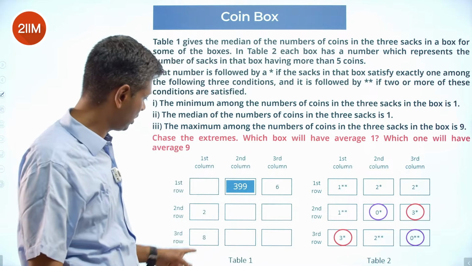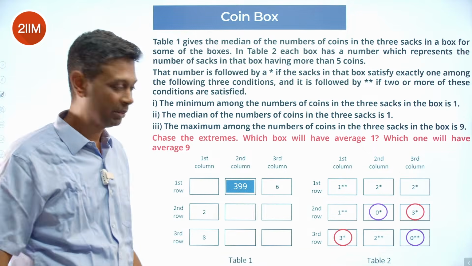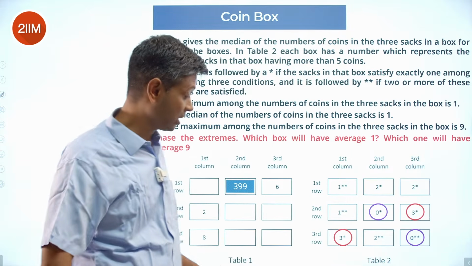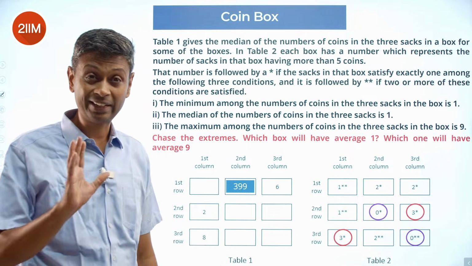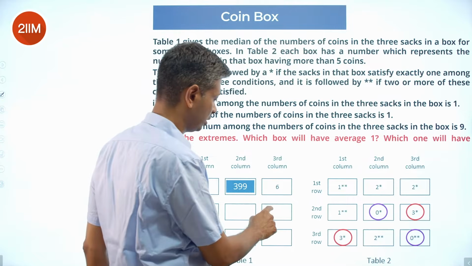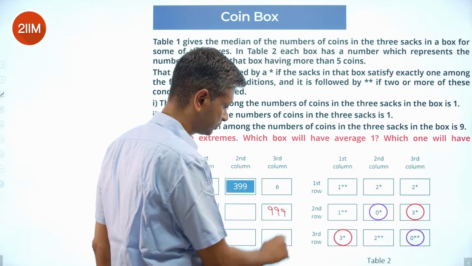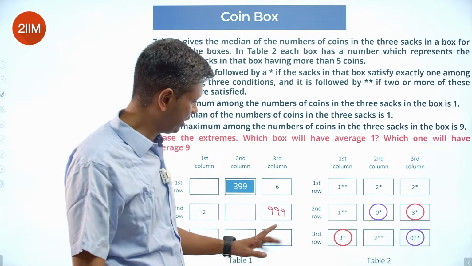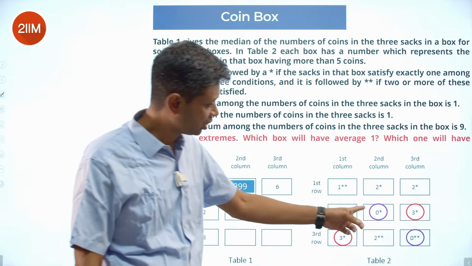And so this has a median of 8. The median is 8. Then the number of conditions satisfied here cannot be 999. That means this is 999. Brilliant. That's in the bag. 111. Both of them, the median is not given. 0 star, 0 double star.